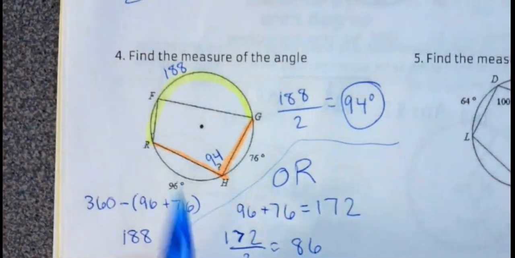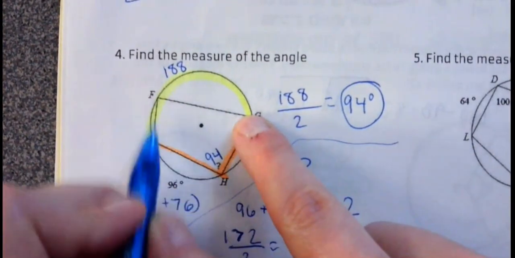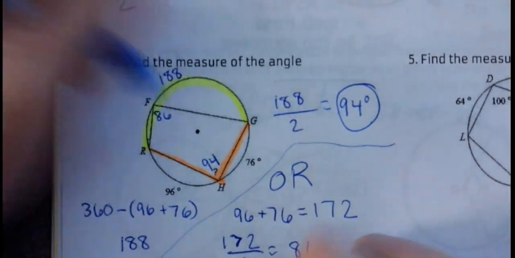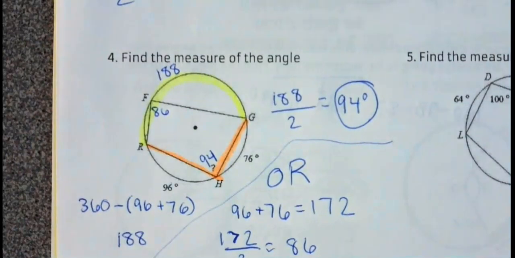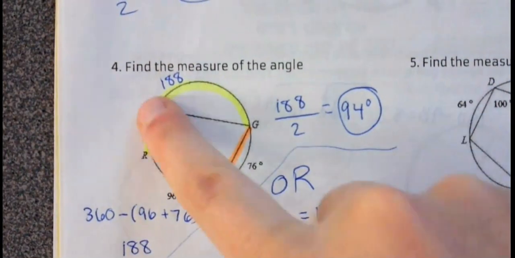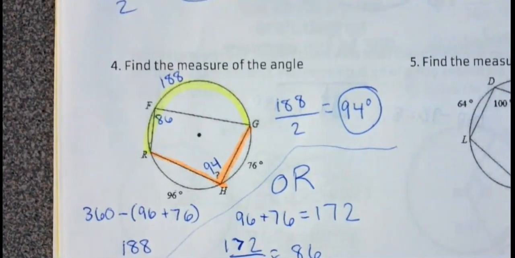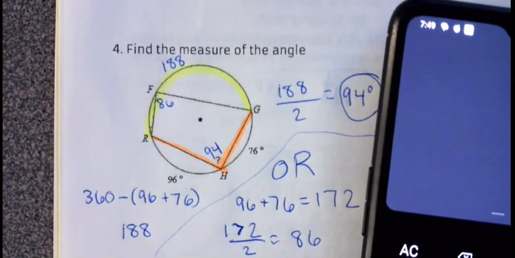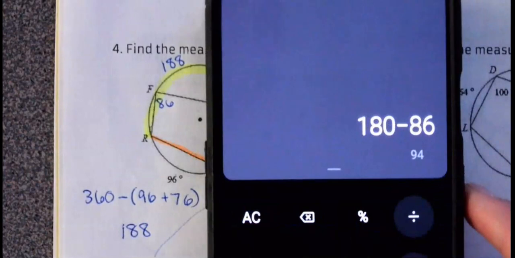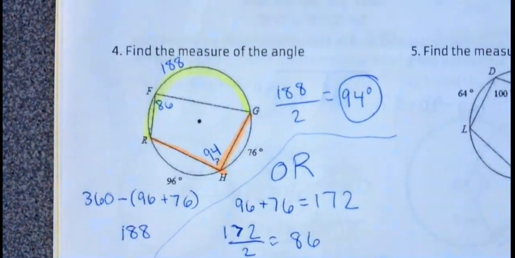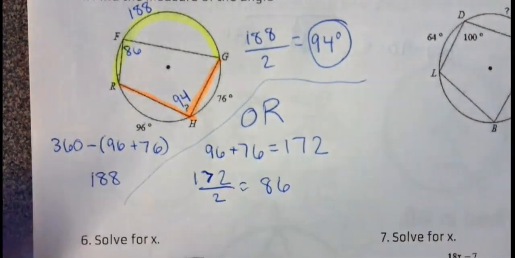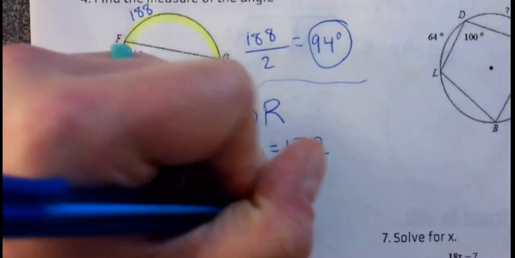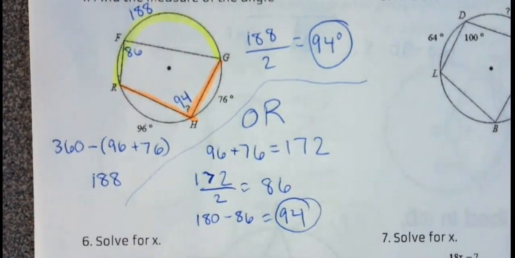Why are we cutting 172 in half? Well, if this is 172, that means this angle F over here is half of that. So that means this is 86. And then on the page before, we talked about the relationship between the opposite angles in an inscribed quadrilateral. They're going to add up to 180. So 180 minus 86 equals 94. So that is the second way to solve that problem. You can do it either way. 180 minus 86 equals 94. All right, both of those ways.